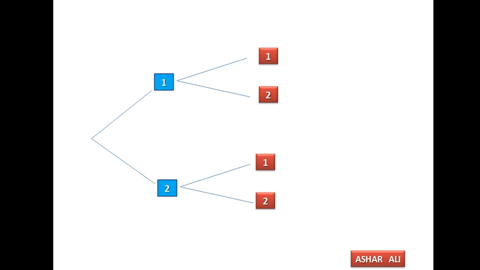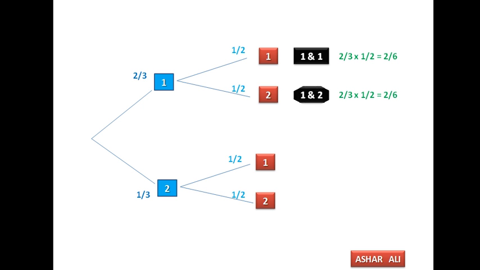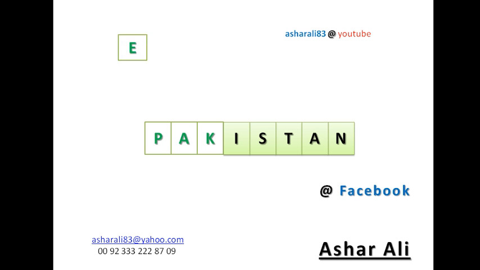Therefore the first spinner would have the outcomes 1 and 2 only, and the second is 1 and 2, and the probability of 1 is 2 by 3 and of 2 is 1 by 3. The outcomes would be 1 and 1, 1 and 2, 2 and 1, and 2 and 2.